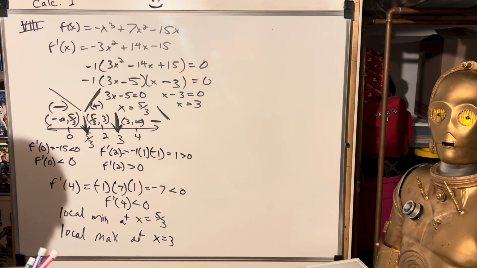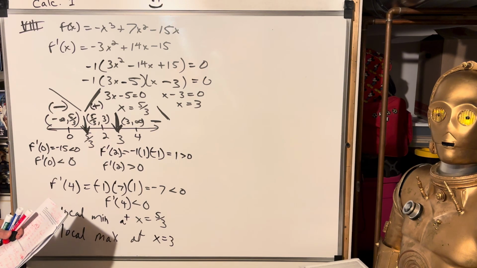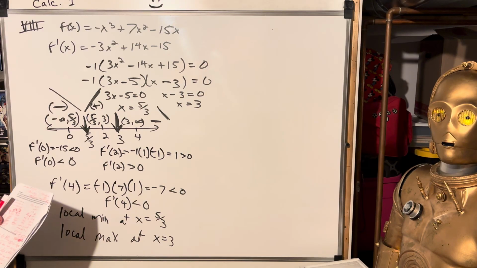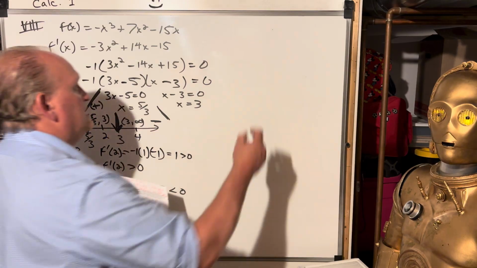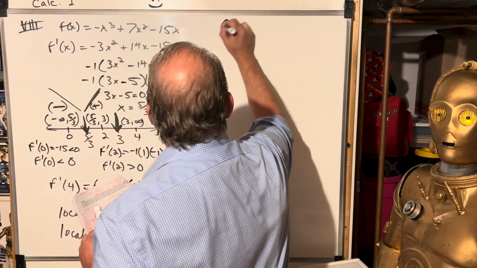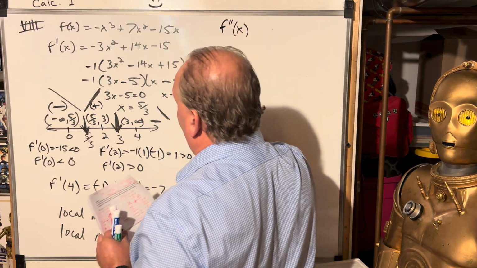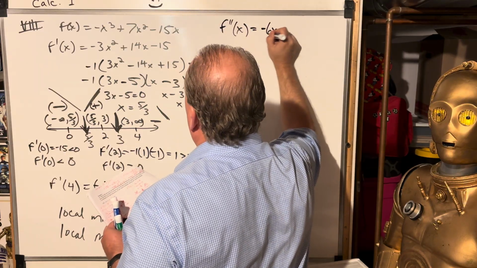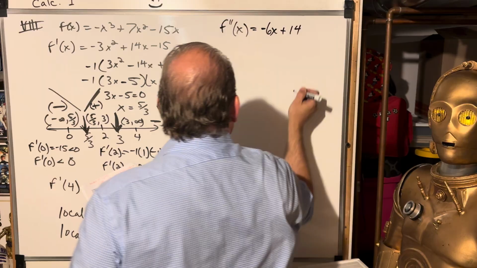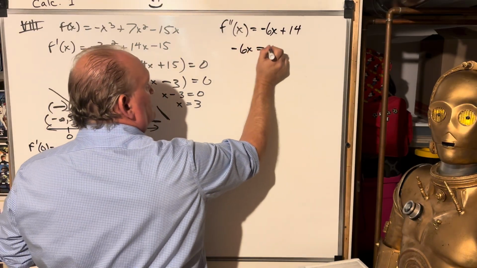And now they want us to find the inflection point and confirm that this is really a min and this is really a max. And we can do that. So let's take the second derivative. So now we do want to go back to here to do the derivative. So -6x plus 14, set that equal to 0.